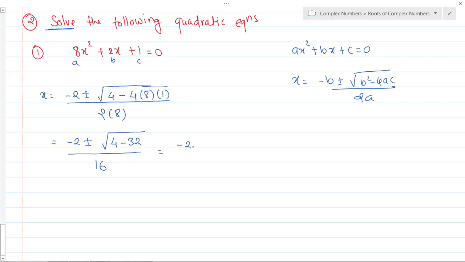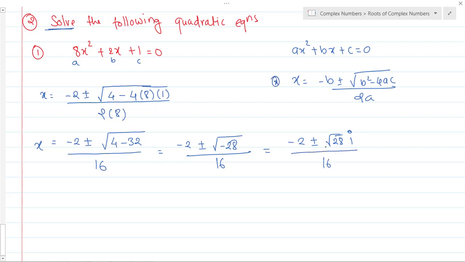This equals minus 2 plus or minus root of, so 4 minus 32 becomes minus 28, upon 16. So this is my value of x. But under the root, a negative sign means it is an imaginary number. So how can you express that? It is minus 2 plus or minus root of 28 into i, so I can simply replace root of minus 1 by i, whole divided by 16.